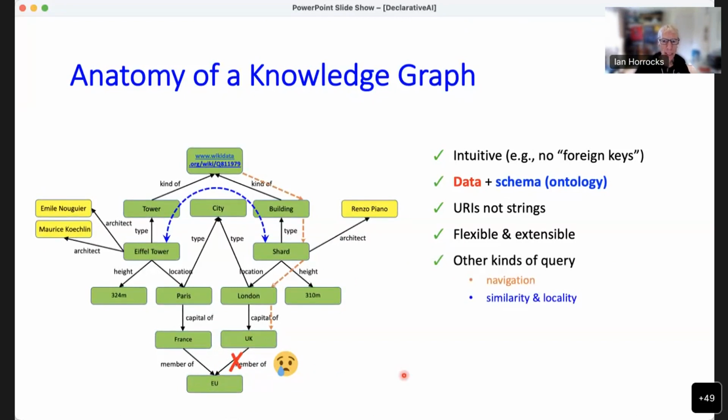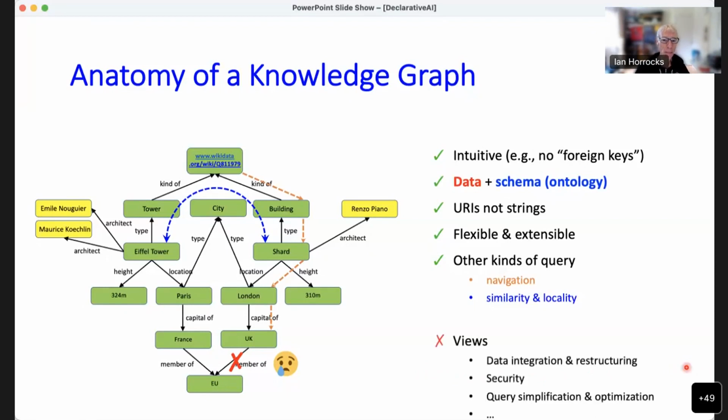And finally, another nice thing about the graph paradigm is that it facilitates other kinds of queries, such as navigational queries, similarity and locality queries that may be related to things like the structure of the surrounding part of the graph, or things being close together in the graph, or whatever.